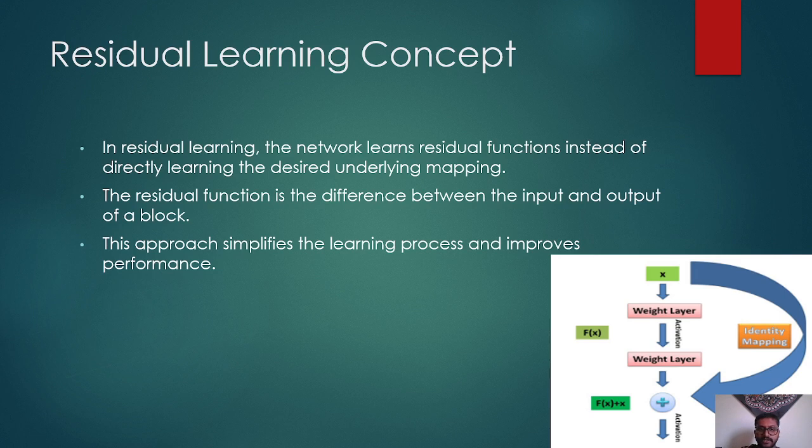Residual learning concept. In residual learning, the network learns residual functions instead of directly learning the desired underlying mapping. The residual function is the difference between the input and output of the block. This approach simplifies the learning process and improves performance. So, as x is the input and plus is the output here, the difference between the two gives us the residual function. A residual function could be f of x, and subtracting this might give us the residual function.